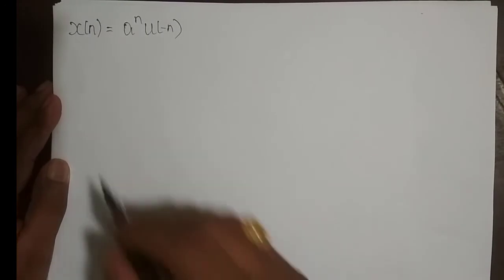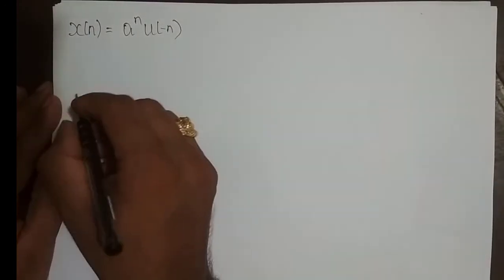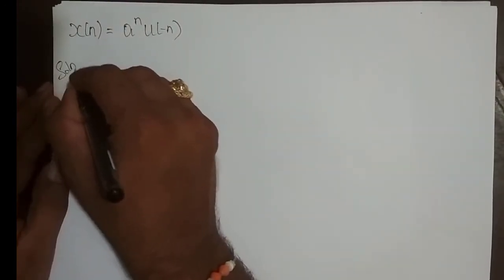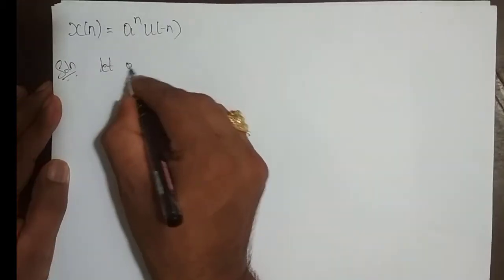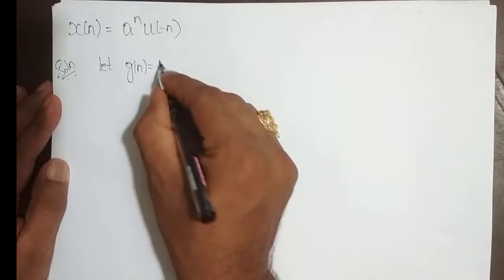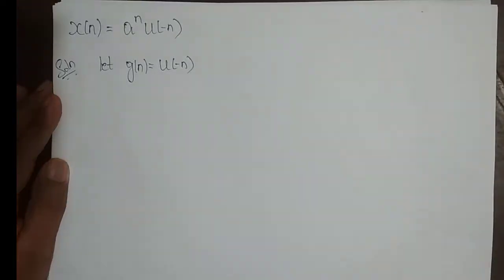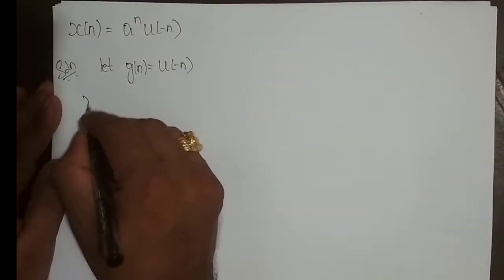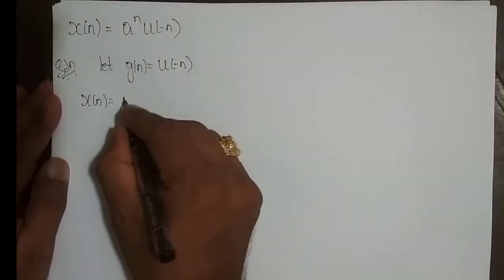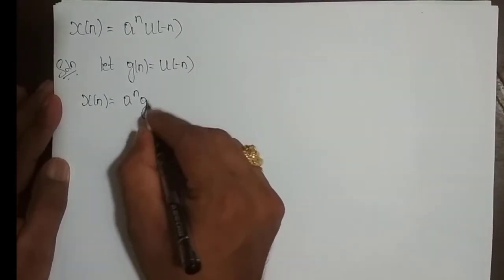Okay, so the next sequence is x of n is a power n u of minus n. So solution, I will let g of n is equal to u of minus n. So this involves the time reversal property. We'll see how we do this problem. So what do I end up with? x of n is equal to a power n g of n, right?